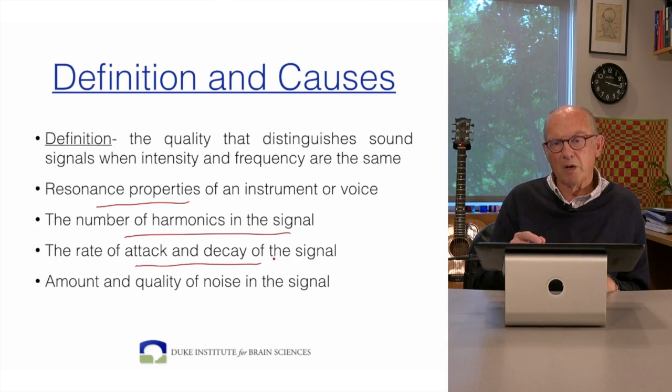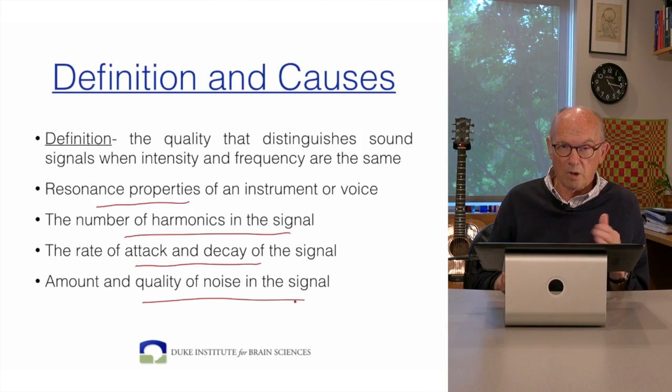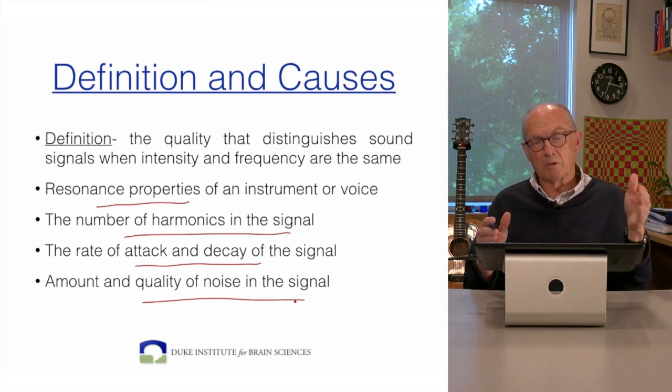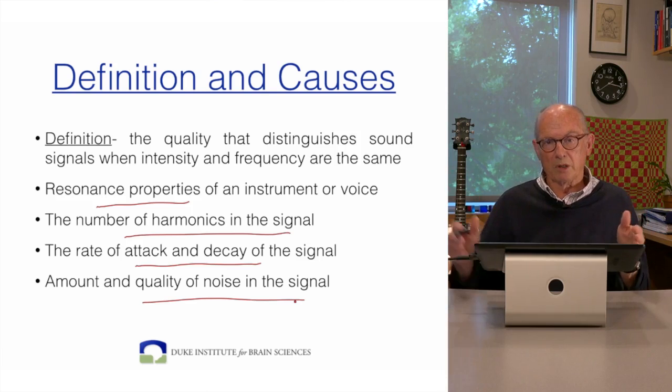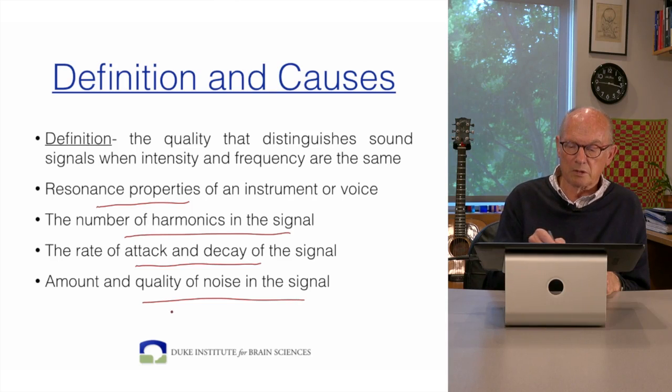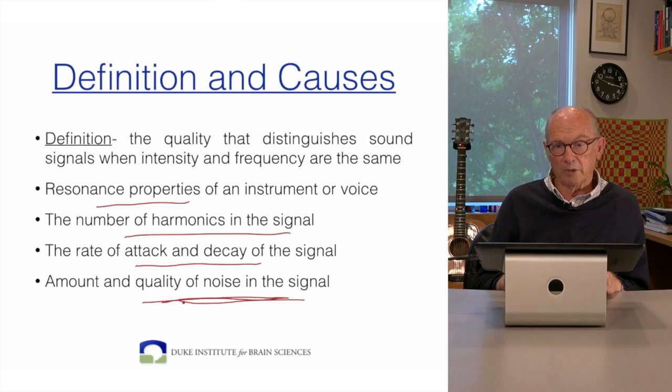And finally, the amount and quality of the noise that's in the signal affects the timbre as well. So I told you before that you have a range of physical sound signals ranging from highly repetitive tones to the other extreme, which is white noise, and most sounds, of course, are somewhere in between. And the amount of noise in a signal, and there's always some noise in realistic signals, in music, in the voice, in natural sounds that we're exposed to every day, the amount of that noise and the quality of that noise affects timbre as well.